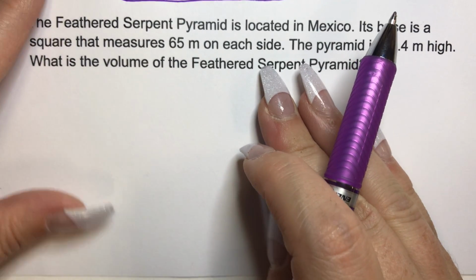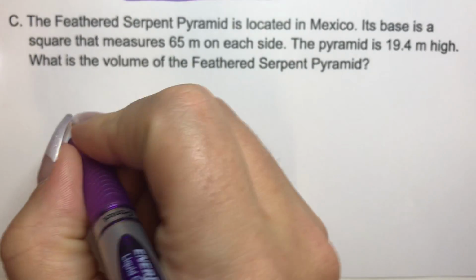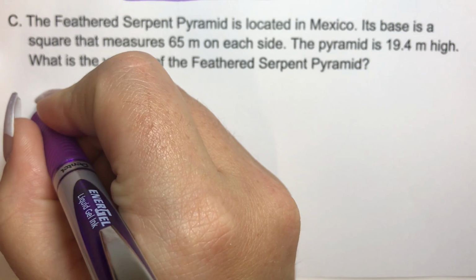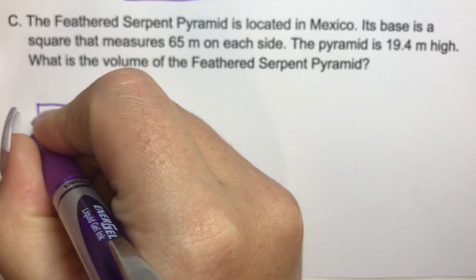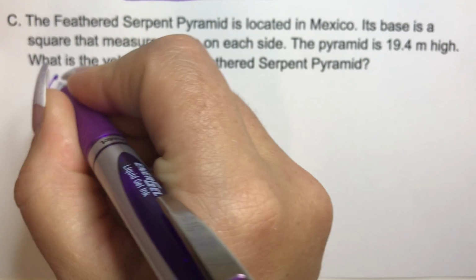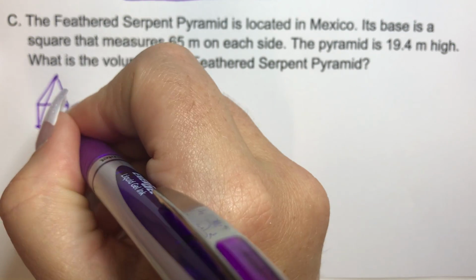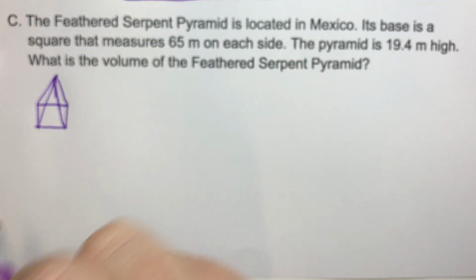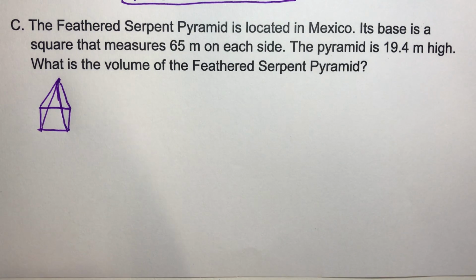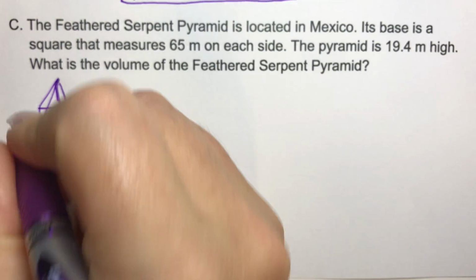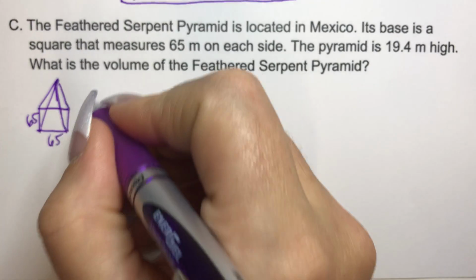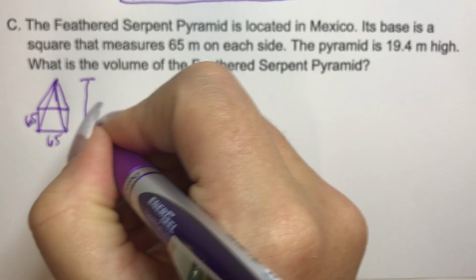All right, looks like a fun one here. So it's a square pyramid. So we have a square, and make my pyramid. Okay, what does it say? It says 65 meters on both sides, and the height is 19.4.